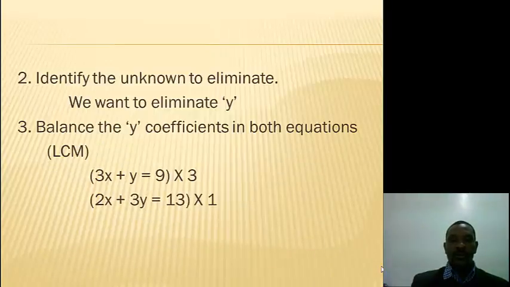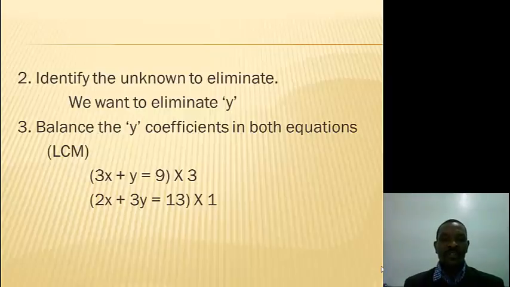Step number 2, identify the unknown to be eliminated. In this case, I choose to eliminate y. You must understand that there is no rule which dictates which unknown is to be eliminated. But if you look at the two equations algebraically, you should know the unknown that can be eliminated with ease. In this case, we choose y.